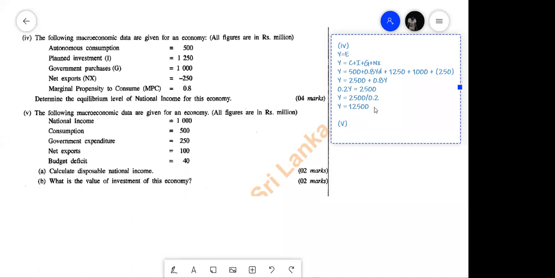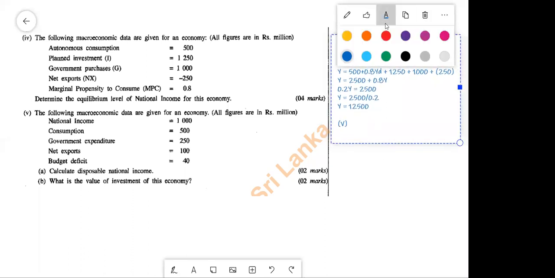So then part 5, okay, this I think would be a little bit interesting. They're asking you the macroeconomic data for a given economy: national income, consumption, government purchase, net exports, and budget deficit. Okay. They're asking you calculate the disposable national income. Okay, listen very carefully in this question here. Okay, how do you calculate disposable national income?